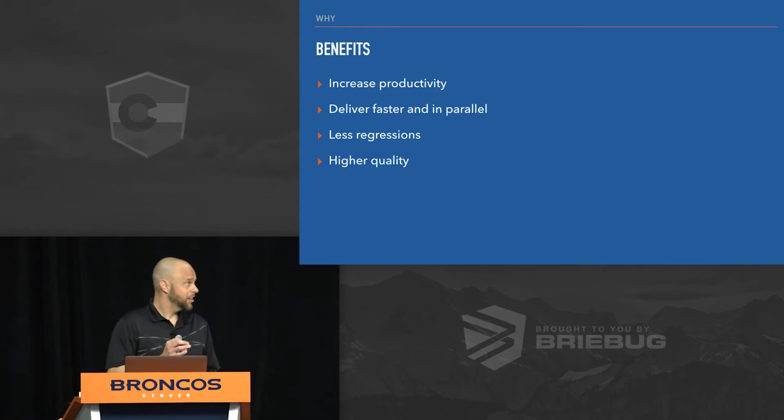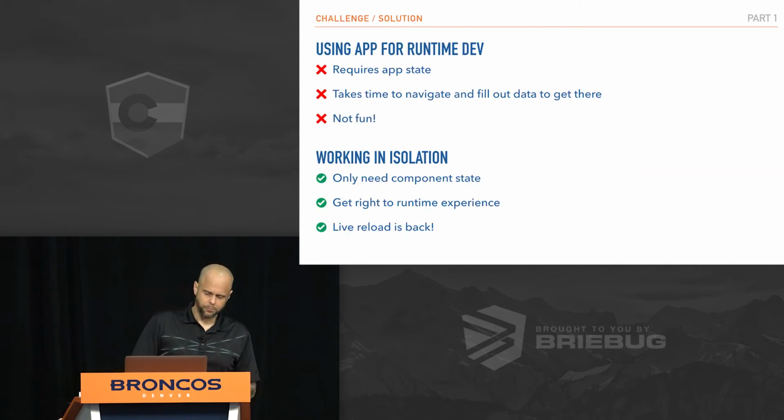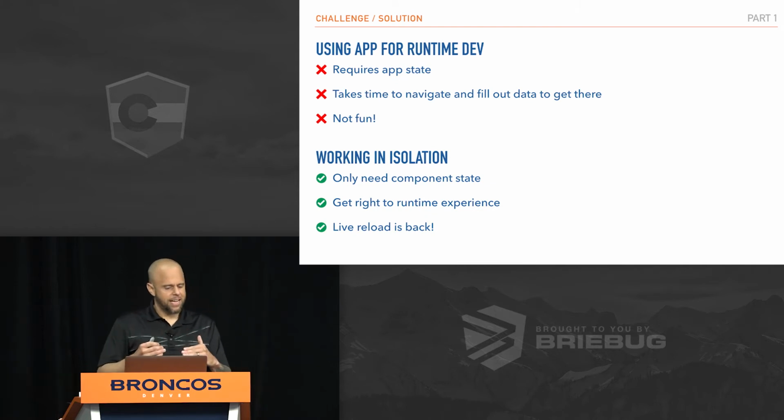All right, we're going to break this thing down into 3 parts. We're going to talk about how we can make different sets of people happy. So we're going to focus first on happier devs and happier QA, and we're going to dive into productivity and how we're going to achieve that. So we're going to break everything down into a challenge and a solution. And so the first thing, we're going to talk about the challenge of building our components and doing our work within the scope of our app. And the solution is going to lie in when we bring in this working in isolation into the fold.